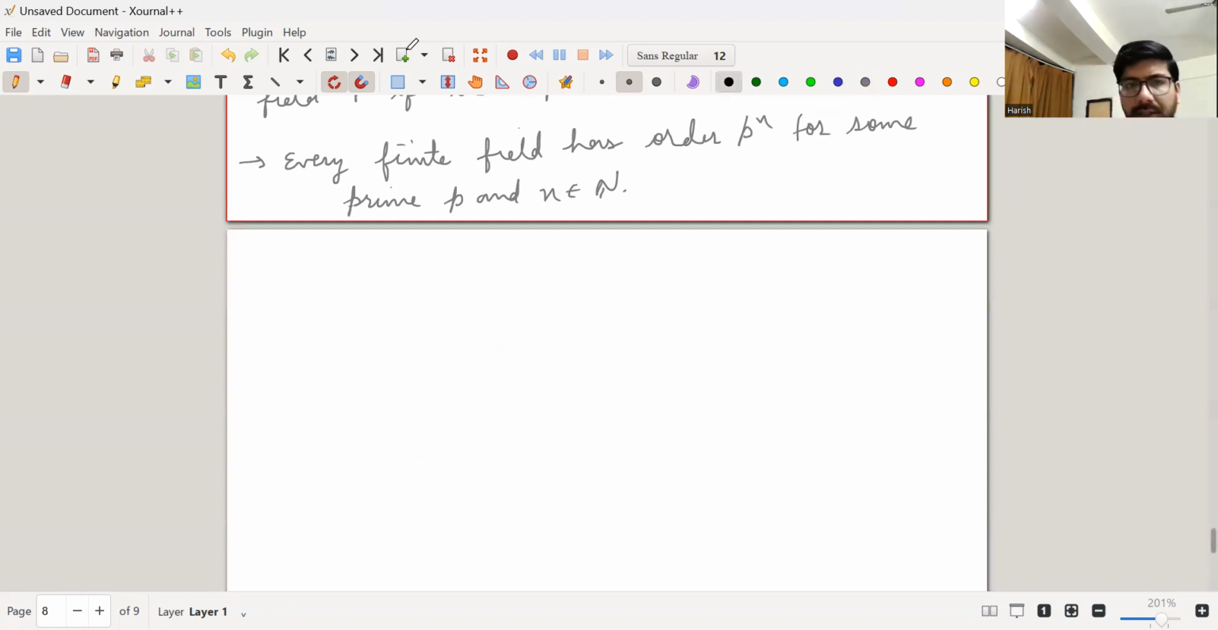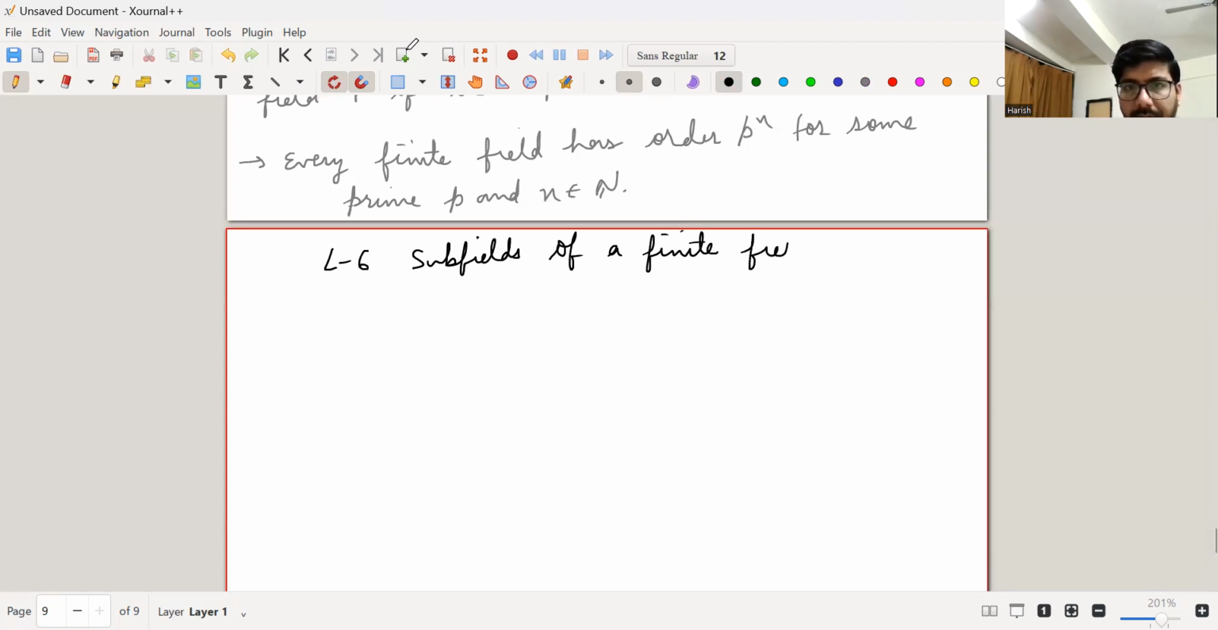That's it. And then lecture 6, one can move, and it is about the subfields of a finite field. So this is important because of what kind of fields you can have.